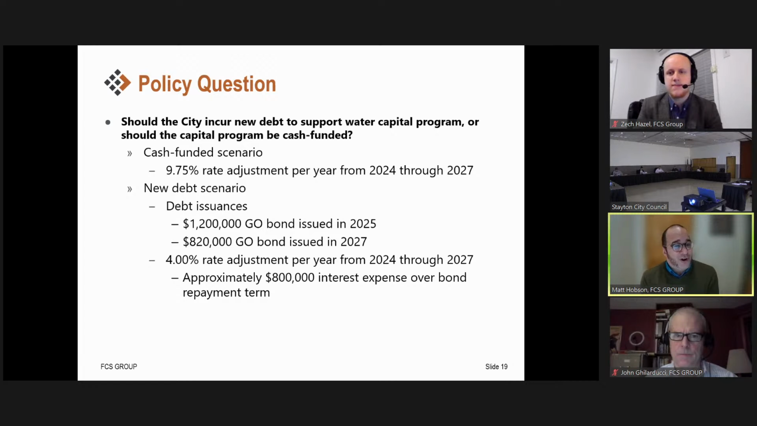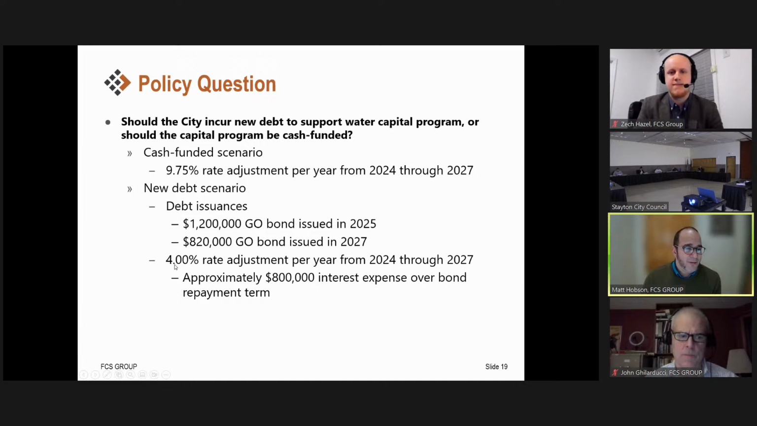I would say also there's not a right or wrong answer to this question. It's purely a policy choice for councils. And so we have 2 options here. One is that cash funded scenario, which would require 9.75% rate increases per year over a 4-year period. The scenario that requires new debt includes $2 million of GO bonds issued in two packages, one in 25 and one in 27.